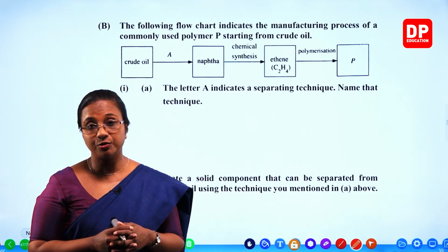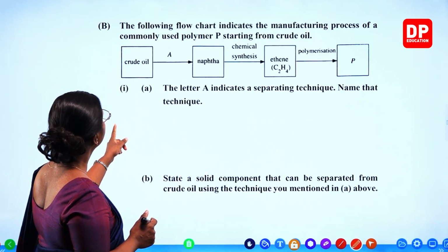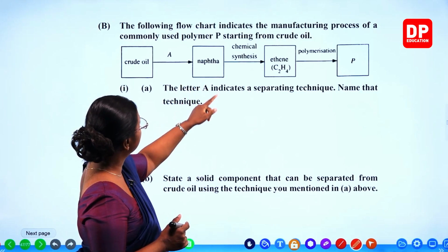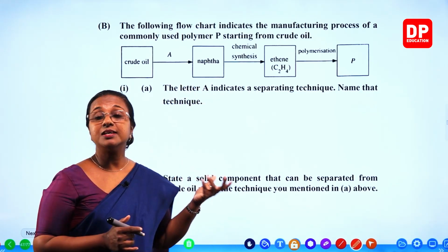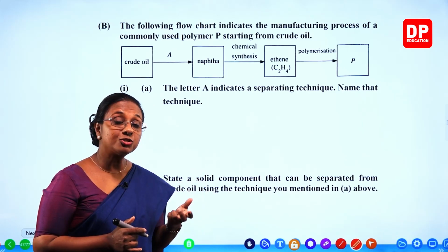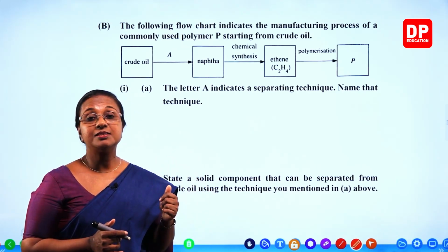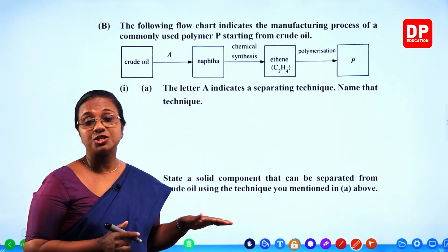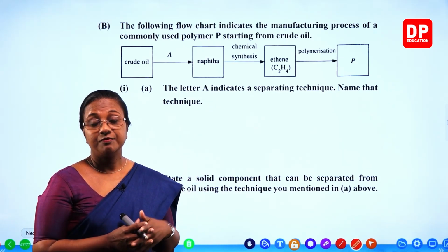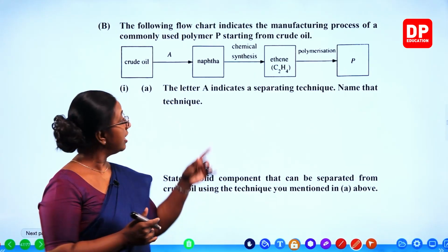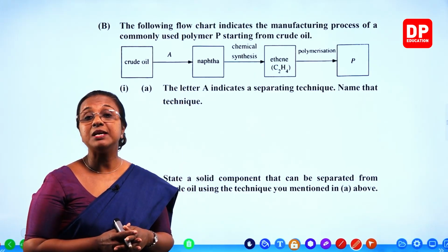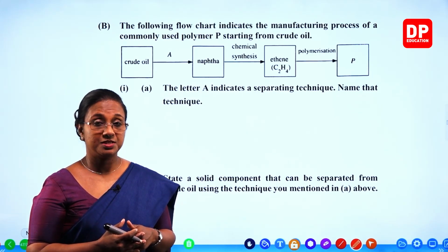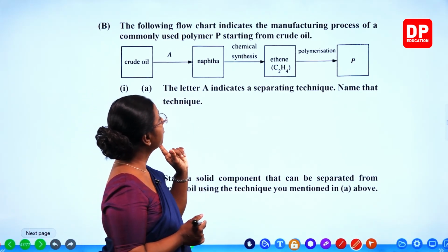So starting from crude oil, there is a process A taking place that gives rise to naphtha. Naphtha is a chemical substance that is actually produced. It is a product of fractional distillation. You can remember the fractionating tower, where naphtha comes out as a chemical substance. It is used to manufacture different other chemical substances. So naphtha is something you're familiar with.